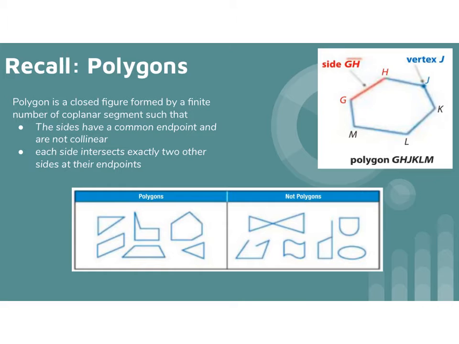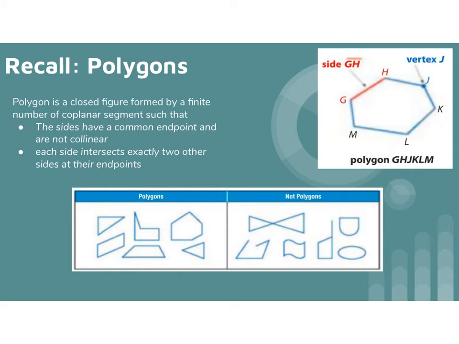First, let's recall polygons. I touched briefly on them in our first or second lesson and what they are. A polygon is a closed figure formed by a finite number of coplanar segments. But these segments have to have a common endpoint that are not collinear. So for example, segment GM and HG have a common endpoint, but they are not collinear. And each side intersects exactly with two other sides at their endpoint.